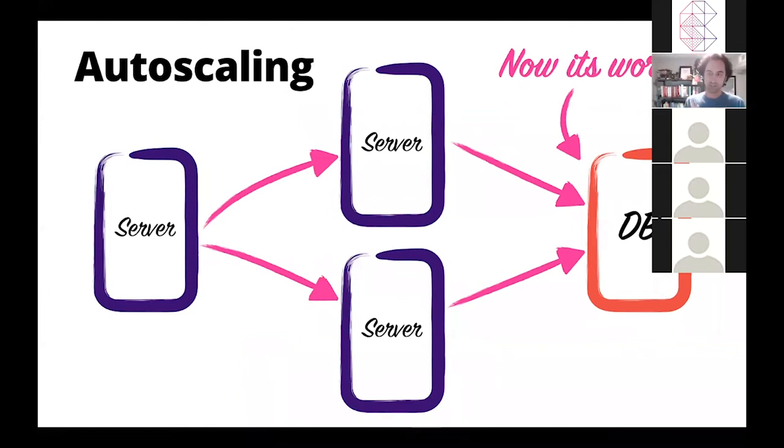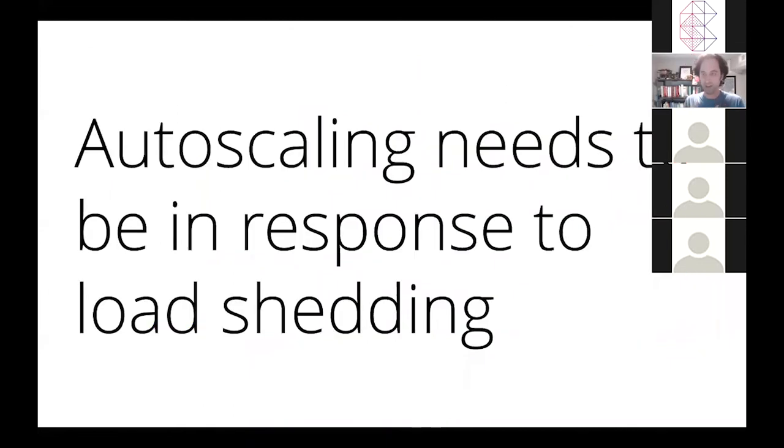And so you have to trigger autoscaling in response to load shedding, right? Load shedding needs to be in that equation if you want to really get your autoscaling correct. I'm not saying autoscaling is bad, I'm just saying it doesn't help you, it doesn't get you out of the camp of having to shed load.